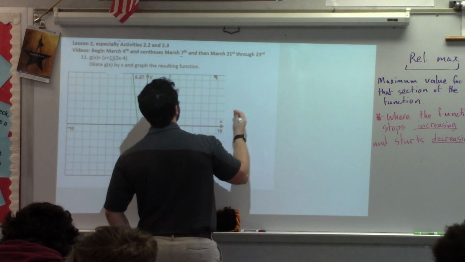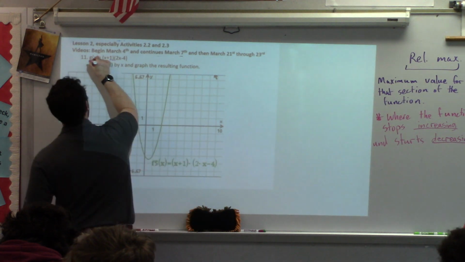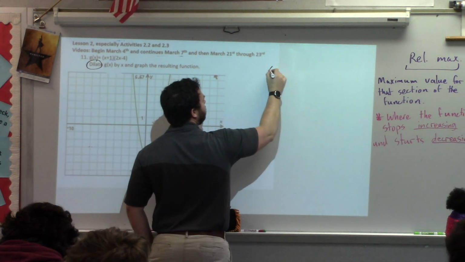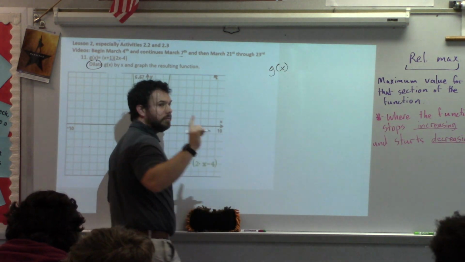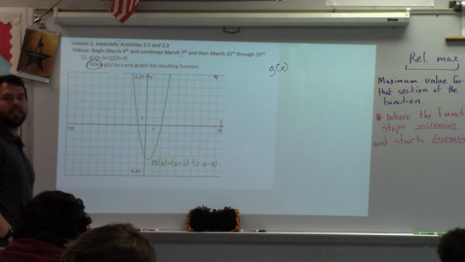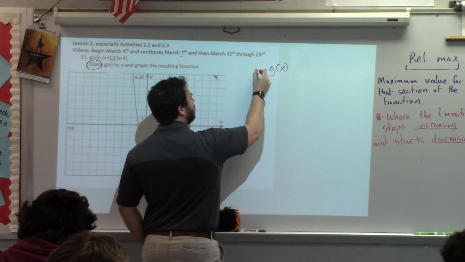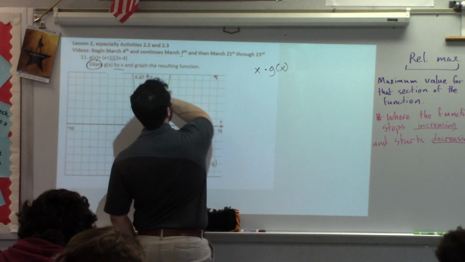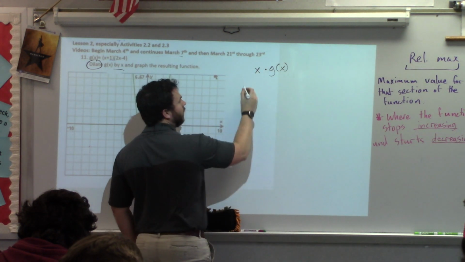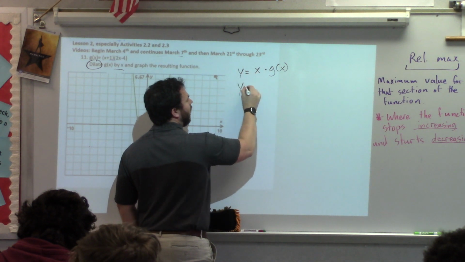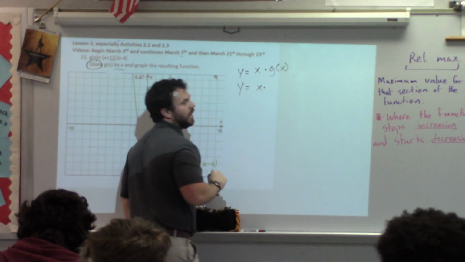Please note that it asks us to dilate g of x. So there's g of x. If I'm dilating, what mathematical operation is that? Multiplication. And we're dilating it by x. That's the function you should have been graphing. So I would have rewritten that as x times what?